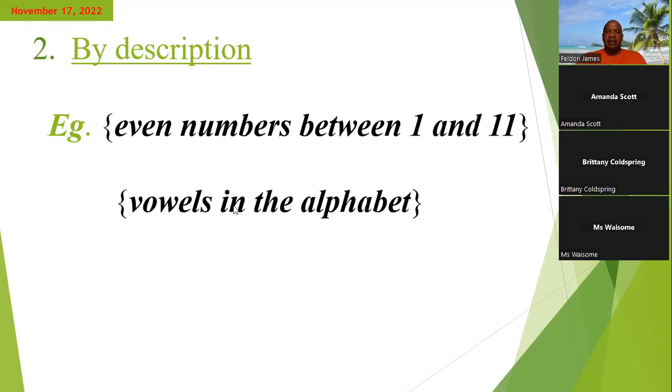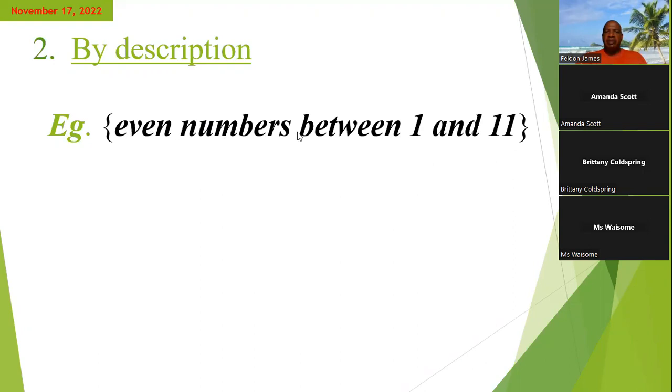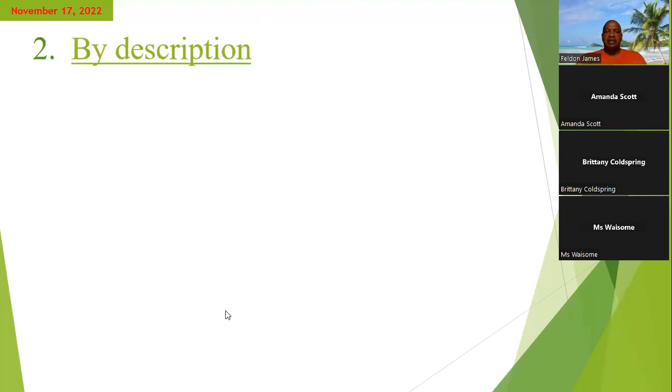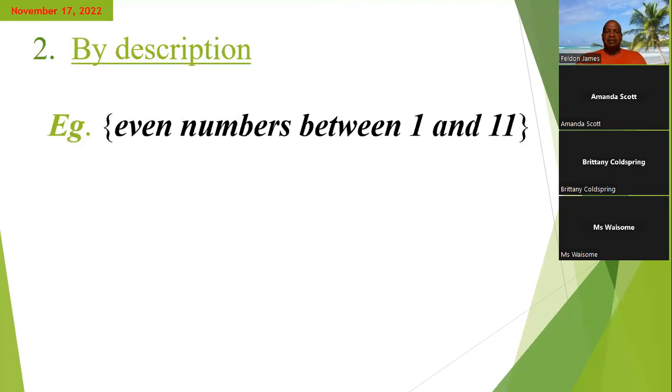Now here, let me correct this. This says the set of even numbers, so it means that you would only consider the even numbers, which are 2, 4, 6, 8, 10. And those would be between 1 and 11. So this is a description of the previous set that was listed. If you notice, we have 2, 4, 6, 8, 10. So this is the listing, and this is the description.